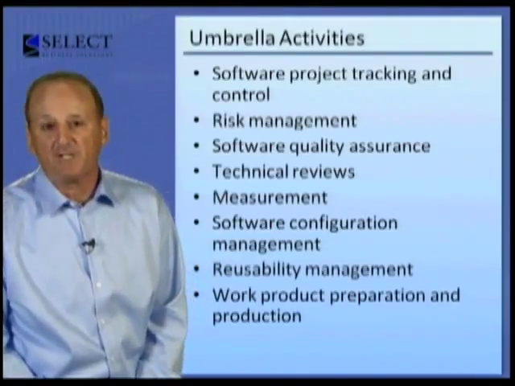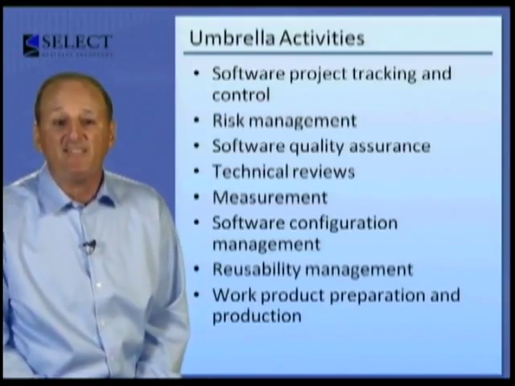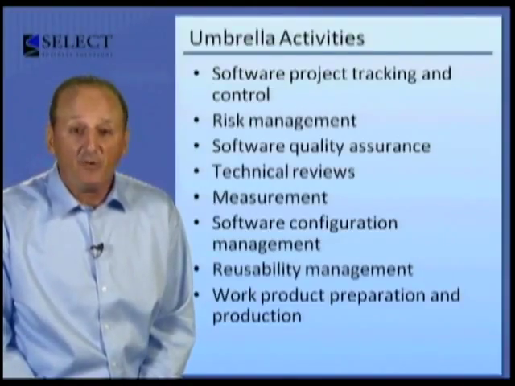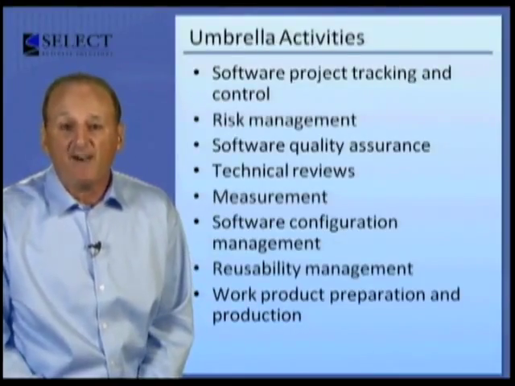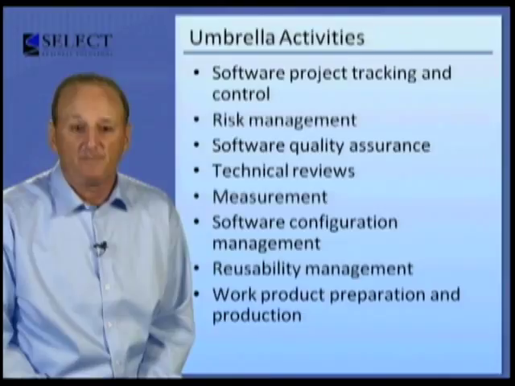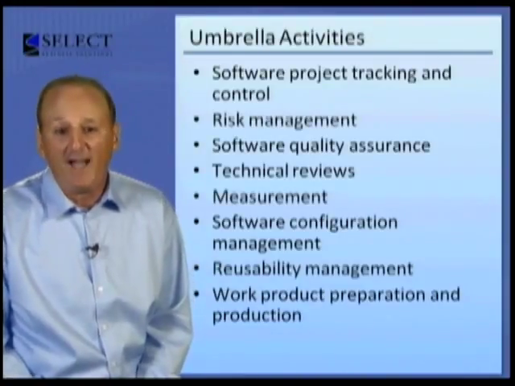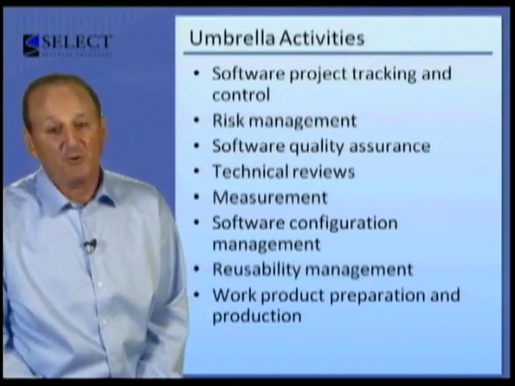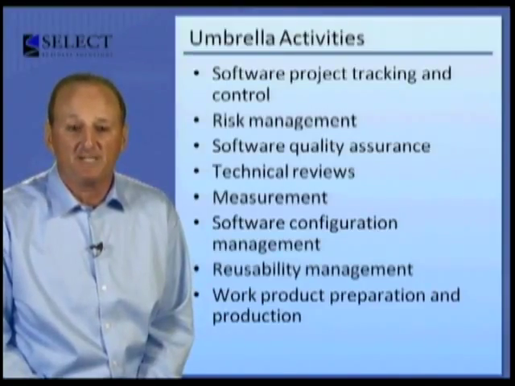Another very important umbrella activity is risk management, which assesses risks that may affect the outcome of the project or the quality of the product. It's very important to perform contingency planning, and risk management provides us with a mechanism for doing so. Software quality assurance is a pivotal umbrella activity that defines and conducts the activities required to ensure software quality. Software quality assurance is so important that we've dedicated an entire video module to the subject.